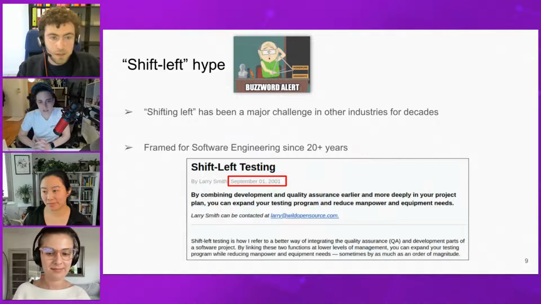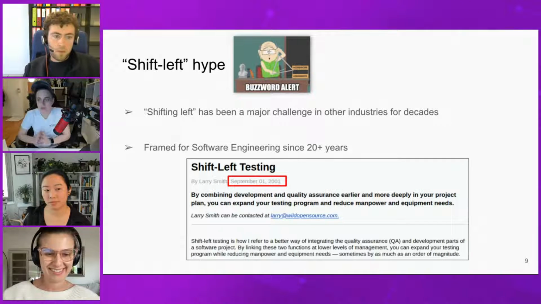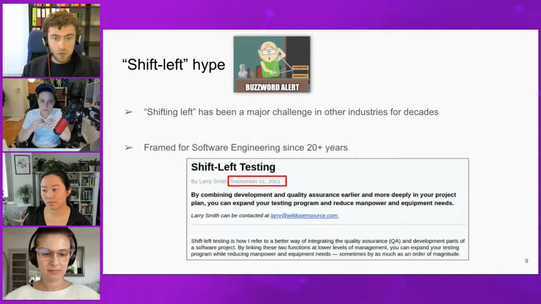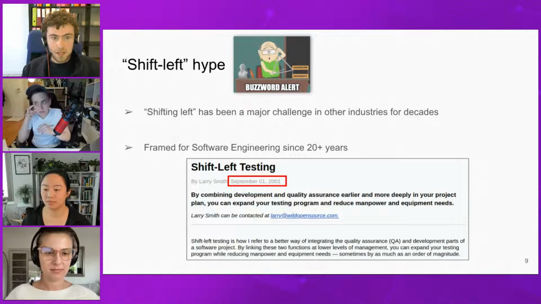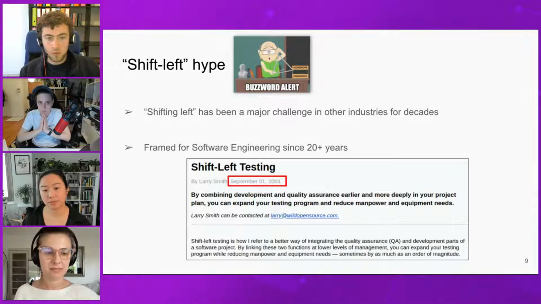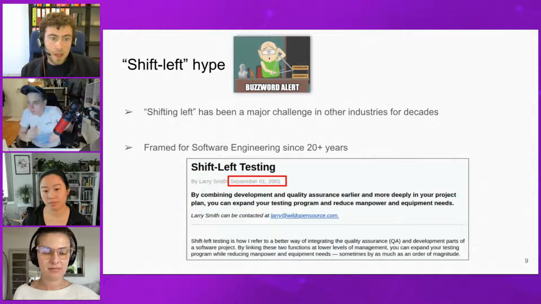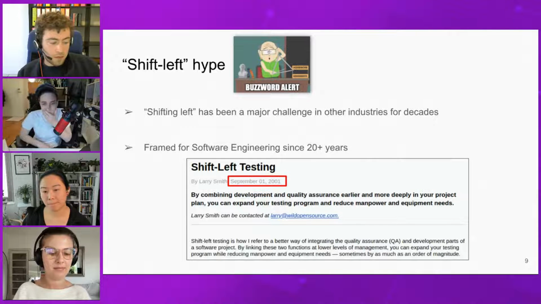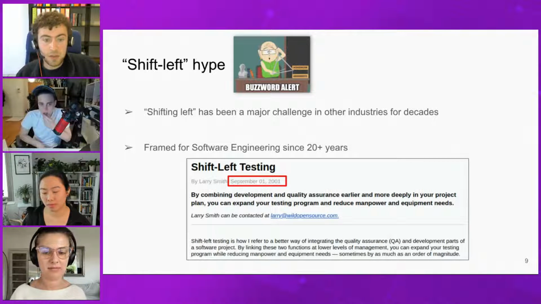So in security, shift left is very hypey, but in reality, in a lot of other industries, it's been a major challenge for decades. If you look at the car manufacturing industry, these industries have a lot of financial incentive to make sure that they are shifting left already, because if they ship you a car that breaks in 2 years, it's very expensive for them to get it back and to ship a new one to you. So there is a lot that we can learn from these other industries, and even in the frame of software engineering, we can find some references to shift left testing as early as 20 years ago.